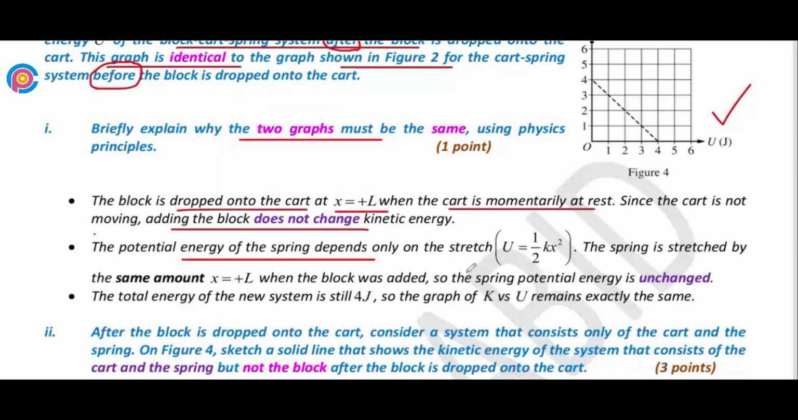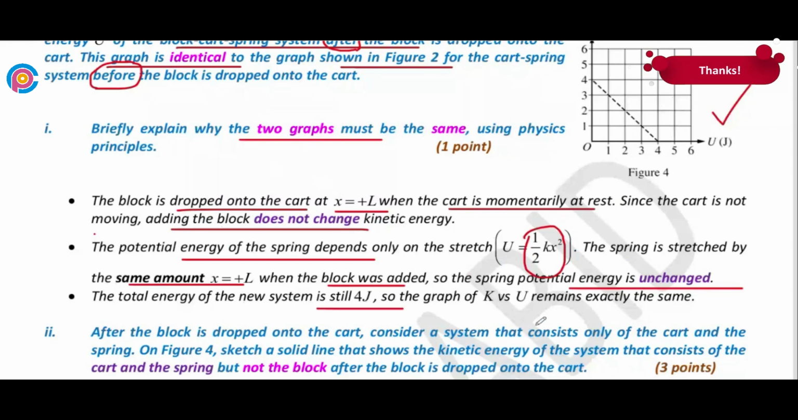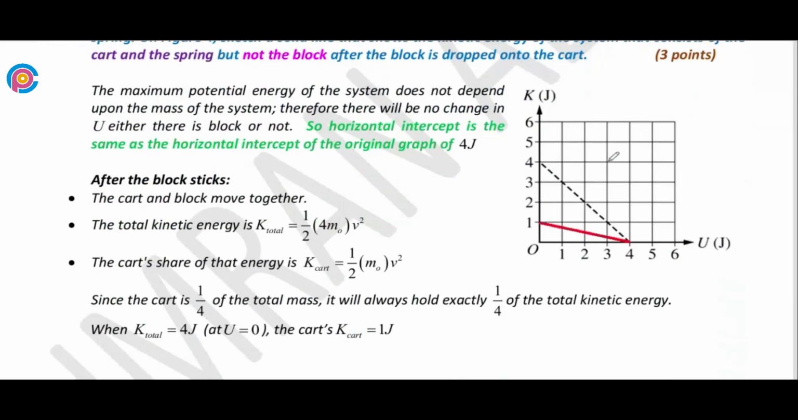Now the potential energy of the spring depends upon the stretch, 1 by 2 kx square. So the spring is stretched by the same amount, x is equal to plus L. When the block is added, the spring potential energy is unchanged, meaning there is no role of mass in this formula. So there is no dependence of potential energy on the mass. So the total energy of the system is still 4 J. So the graph between K and U remains exactly the same as in Fig 2, the previous case. So that's the reason. Now, what's the question?